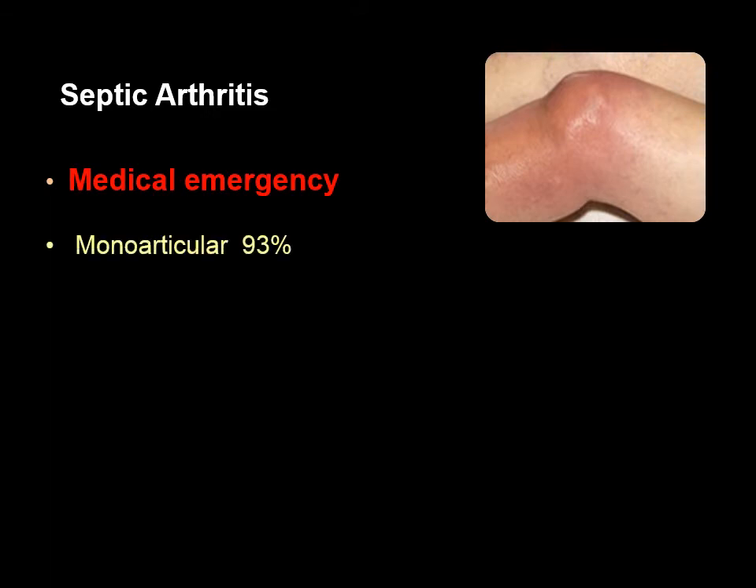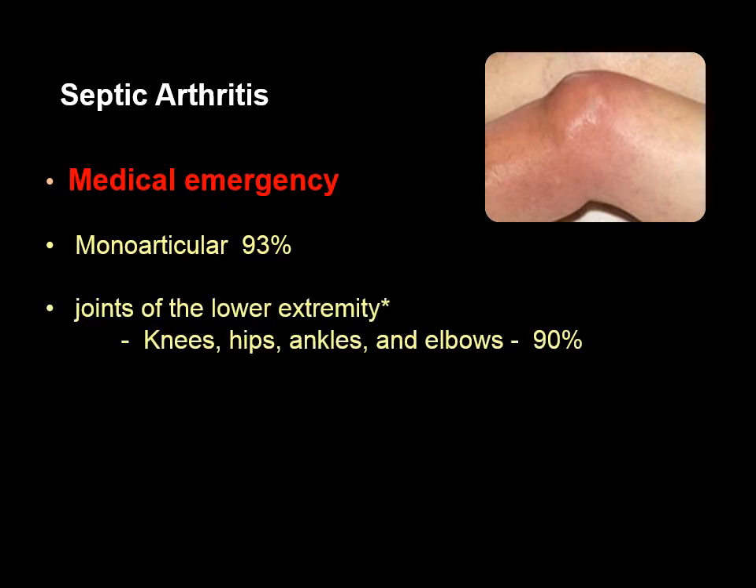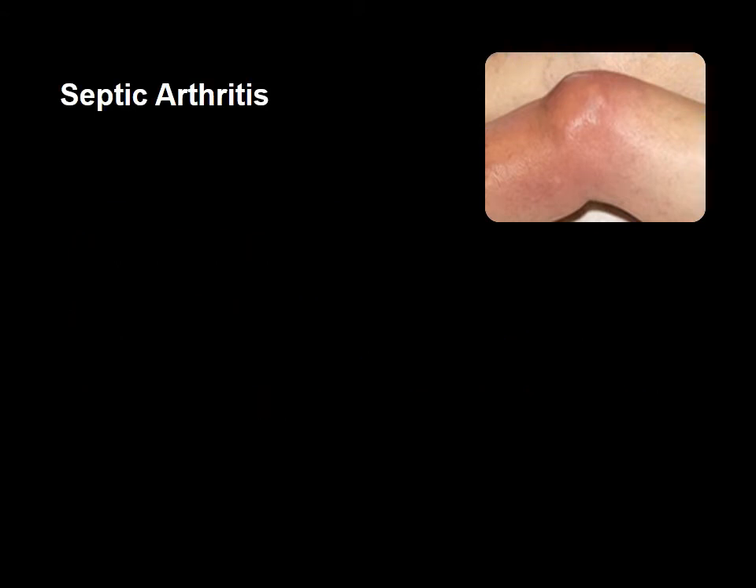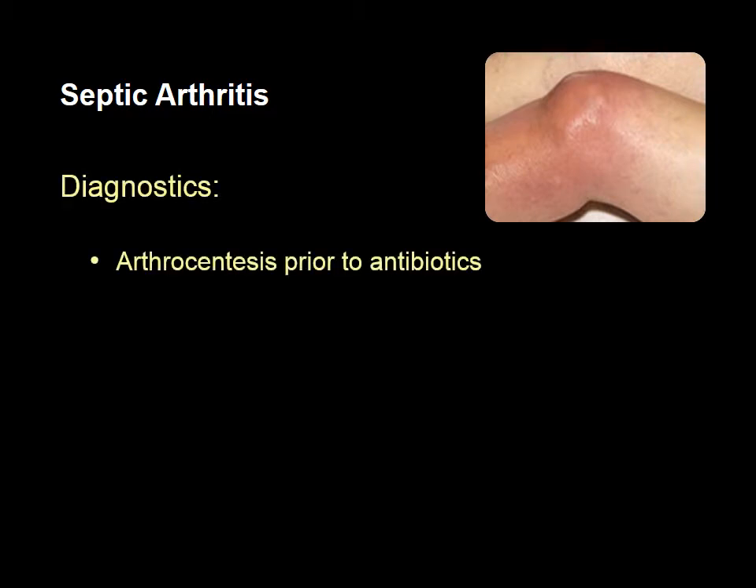It is monoarticular in the majority of cases, affecting joints of the lower extremities such as hips and knees. If the hip is affected, the pain may be reported in the groin, thigh, or knee area. It is essential that every child with acute unexplained monoarthritis undergo aspiration of the affected joint immediately.